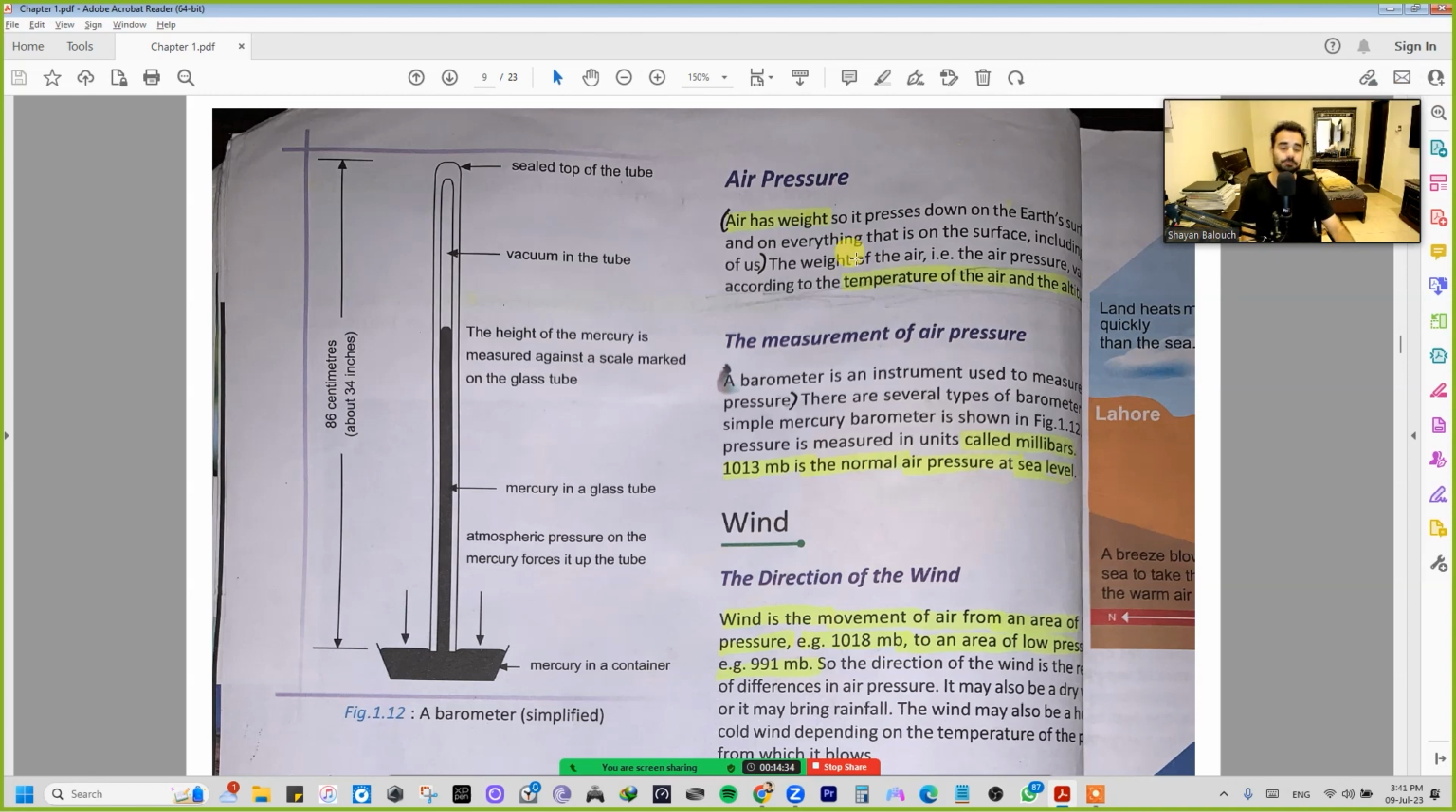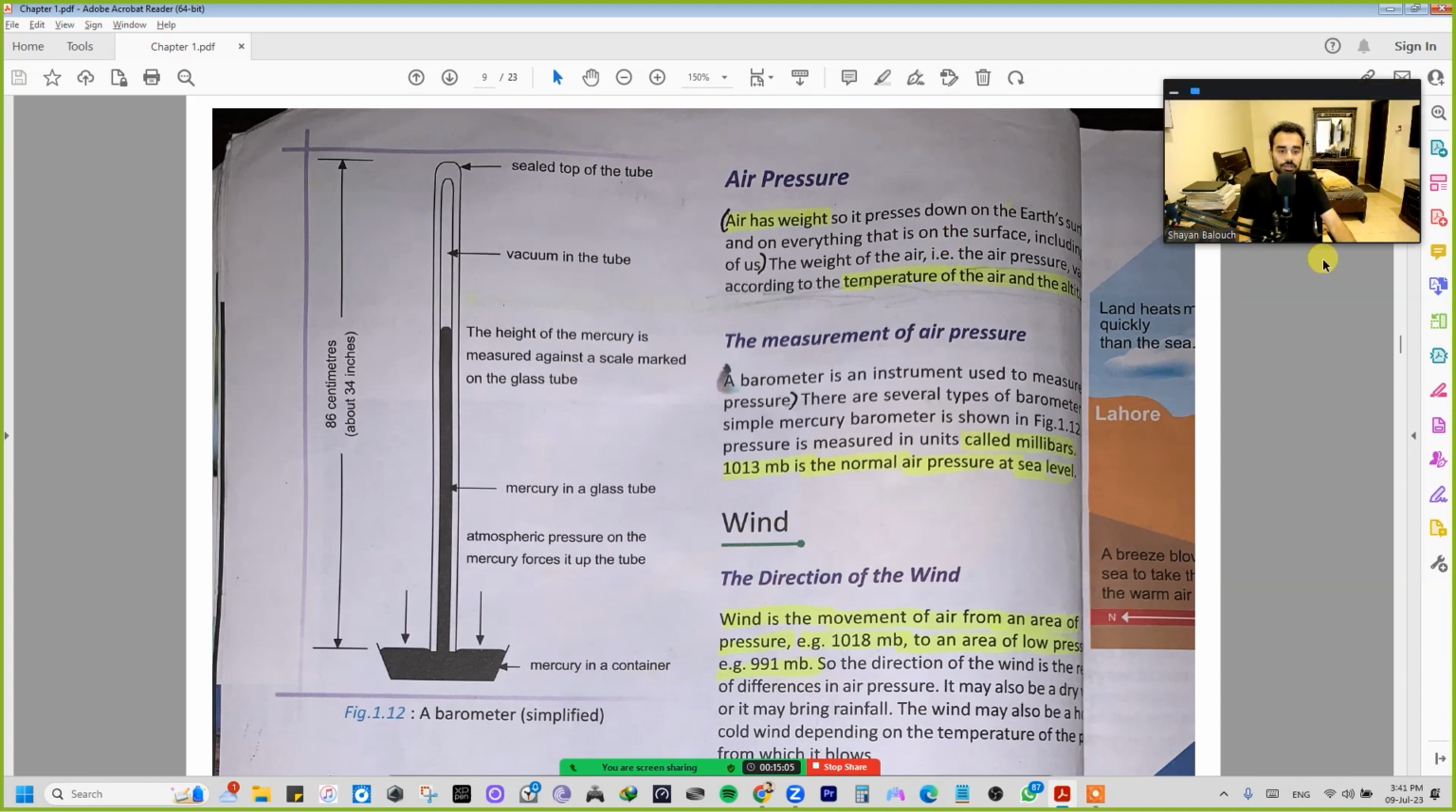Let's try to understand that. So what it says over here is that air has weight. हवा में वजन है. पहली बात तो ये. So it presses down the earth's surface and on everything that is on the surface, including us. अब बोल रहा है, what it's saying over here is that air has a pressure, air has a weight. So हवा में वजन है. So that is pushing down the surface of the earth. The earth's atmosphere is pressing it down, and it's also pushing down whatever thing is on the surface, including us as well.